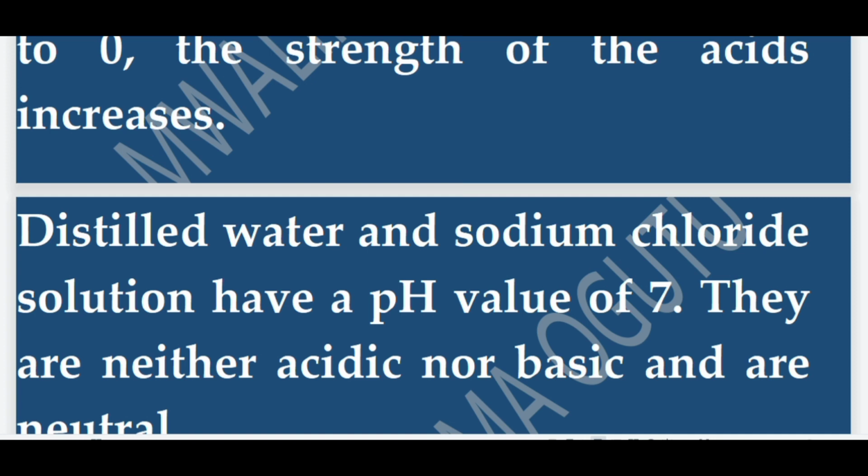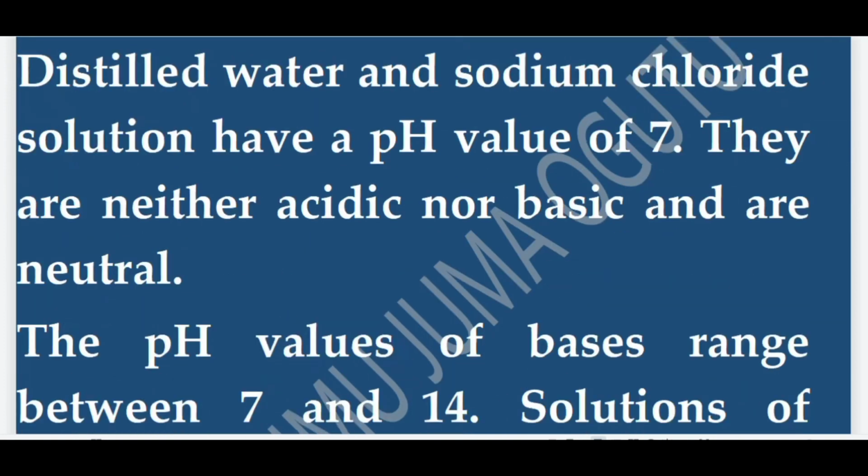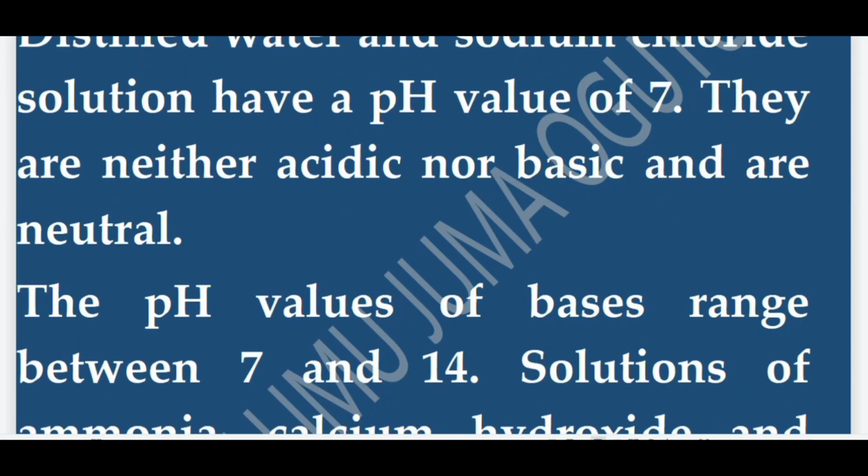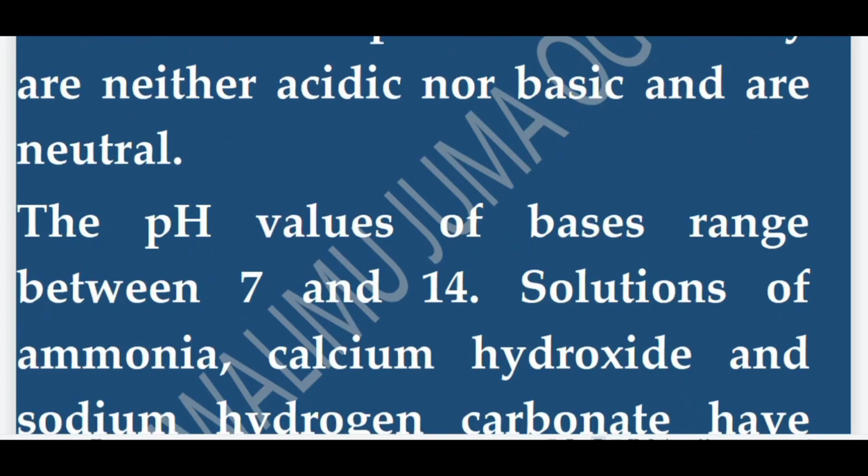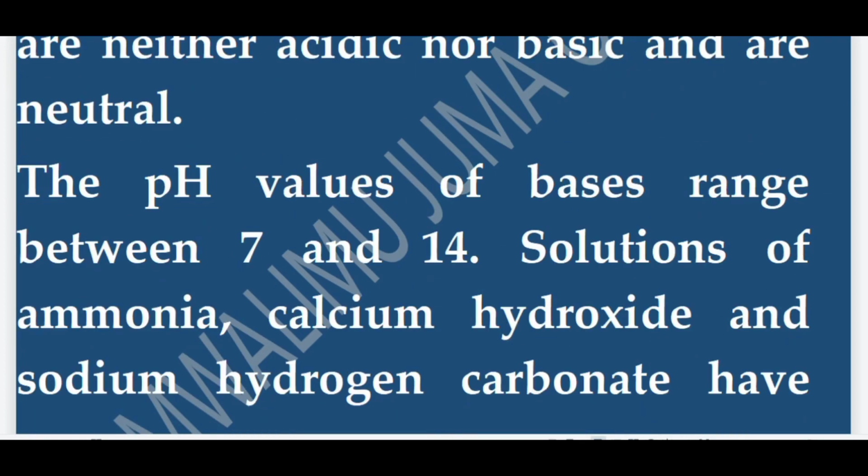Not all liquids or water have a pH of 7. Some are acidic. For example, acidic rain will have a pH value less than 7. But distilled water is a neutral solution that will give a pH value of 7. So they are neither acidic nor basic, and we call them neutral. The pH values of bases range between 7 and 14.